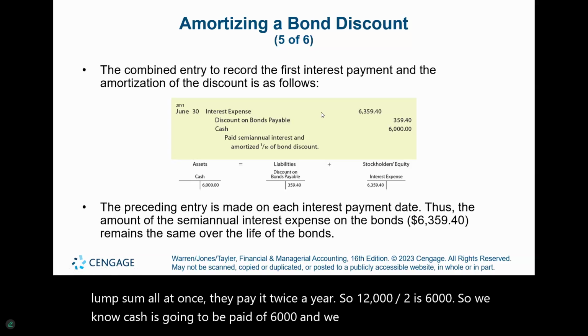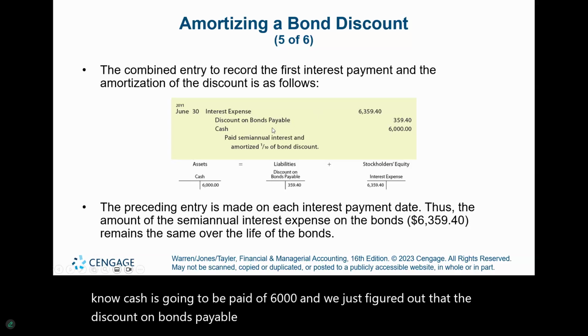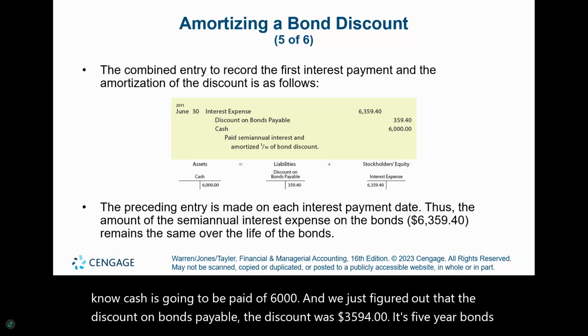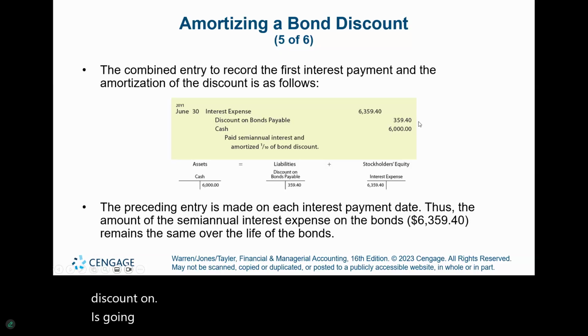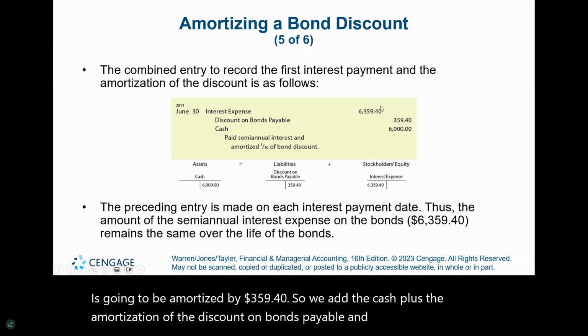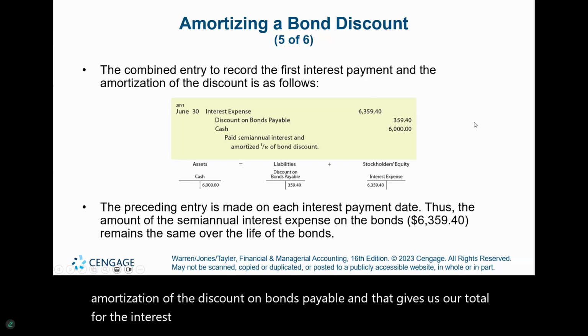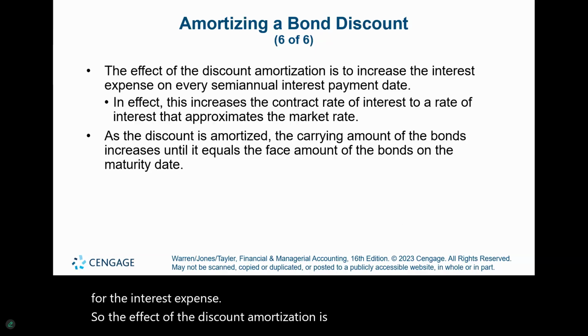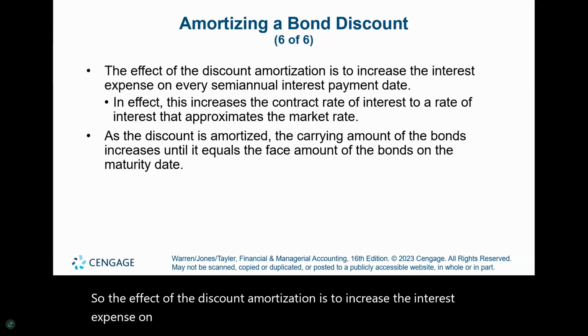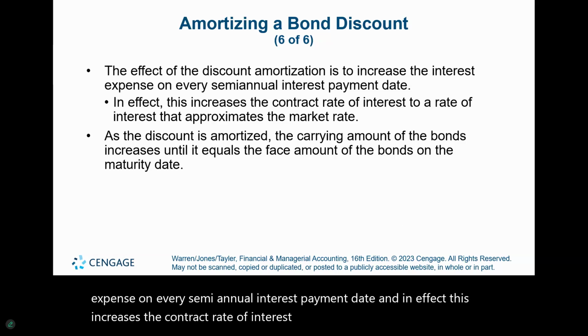And we just figured out that the discount on bonds payable was $3,594. It's 5-year bonds. Payments are made twice a year, so we divide it by 10. Therefore, our discount on bonds payable is going to be amortized by $359.40. So we add the cash plus the amortization of the discount on bonds payable, and that gives us our total for the interest expense. So the effect of the discount amortization is to increase the interest expense on every semi-annual interest payment date. And in effect, this increases the contract rate of interest to a rate that approximates the market rate.